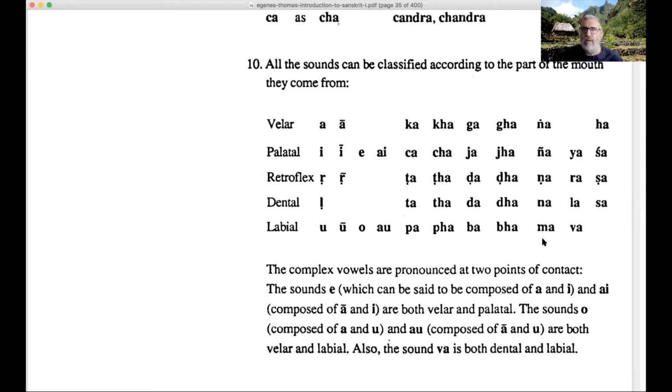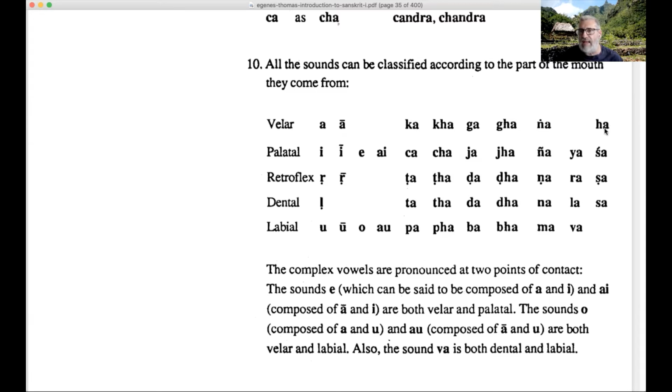So we have the guttural, palatal, cerebral, dental, and labial nasals. Now we have the semivowels. They come in this point, right? So the semivowels, there's no guttural semivowel. There's only the palatal, cerebral, dental, and labial semivowels, which come from these vowels, right? They're in between these vowels and consonants. Ya, ra, la, va, right?